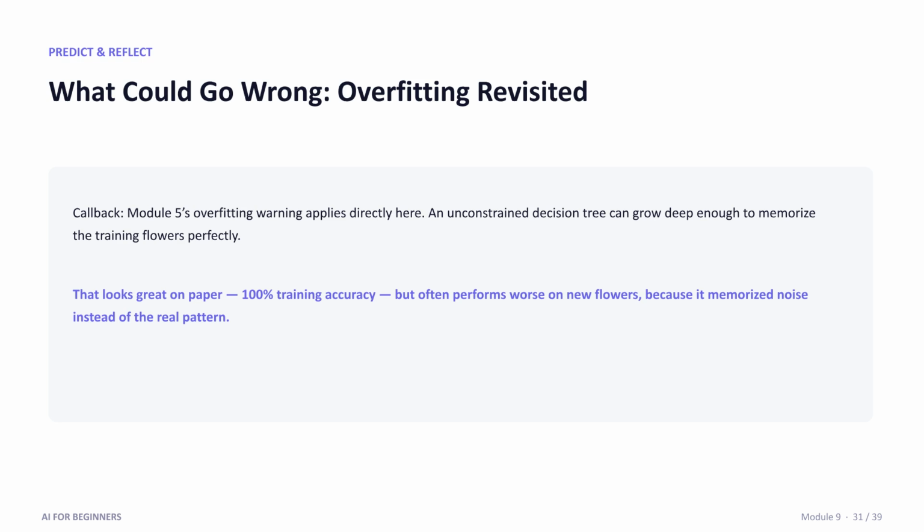We need to talk about a risk we highlighted in Module 5, overfitting. An unconstrained decision tree can become so complex that it essentially memorizes the training data. While 100% training accuracy looks great, it often means the model has simply memorized noise rather than learning the actual patterns, leading to poorer performance on new flowers.